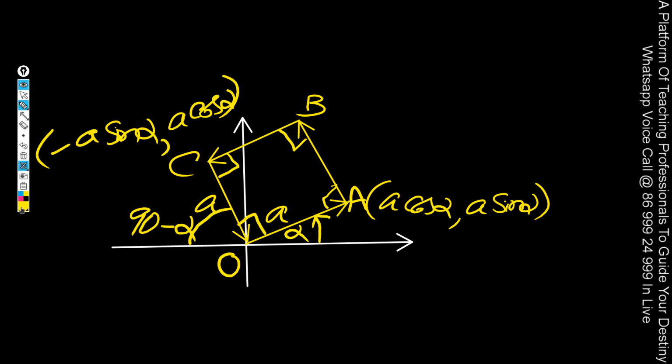What is it that we need now? We need the equation of AC, the diagonal equation not passing through the origin. Can anyone try? Because you know the 2 points. I have got 2 points now. One point is A cos alpha, A sin alpha. Other point is minus A sin alpha, A cos alpha.